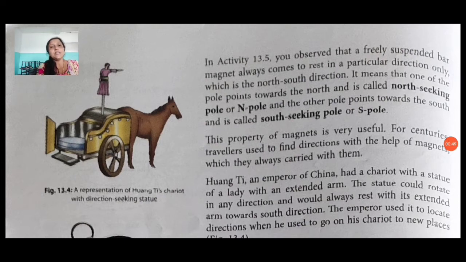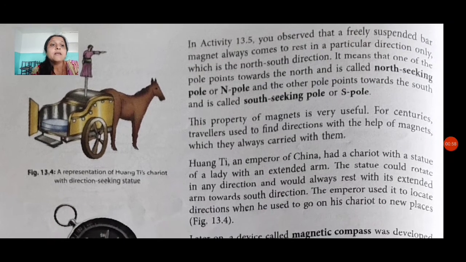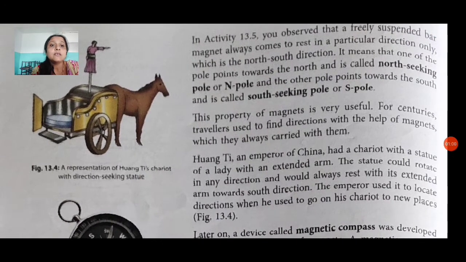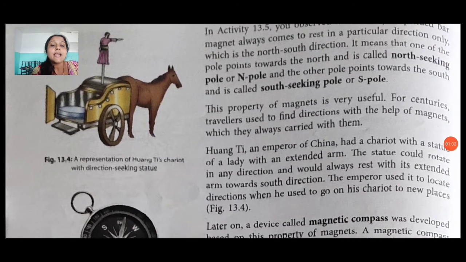They always carried magnets with them because they used magnets to find out directions. Hung Dai, an emperor of China, had a chariot with a statue of a lady with an extended arm. The statue could rotate in any direction and would always rest with its extended arm towards the south. The emperor used it to locate directions when he went on his chariot to know places.